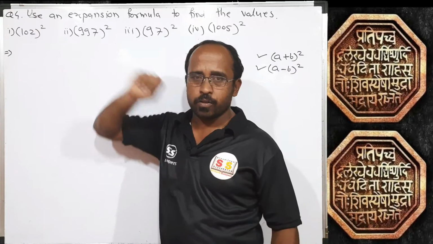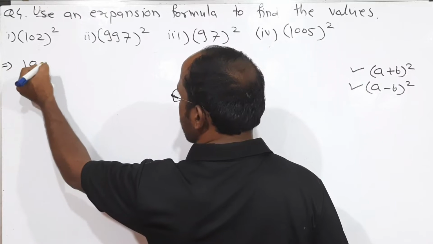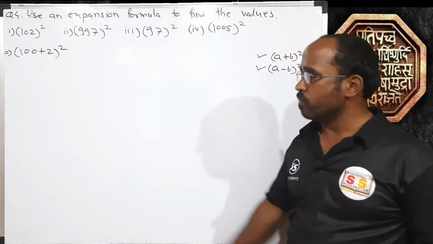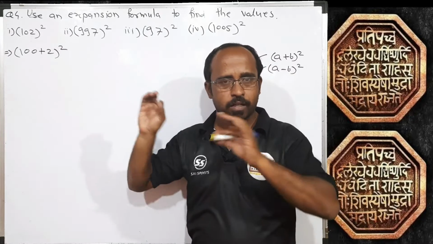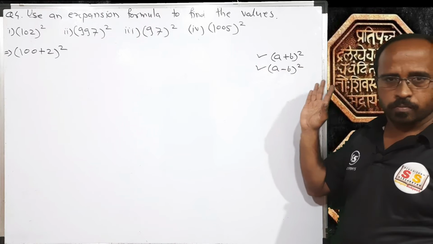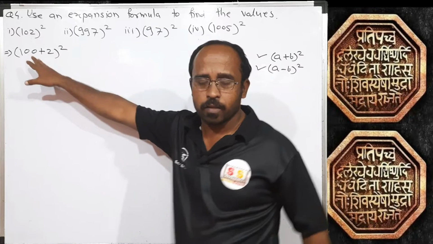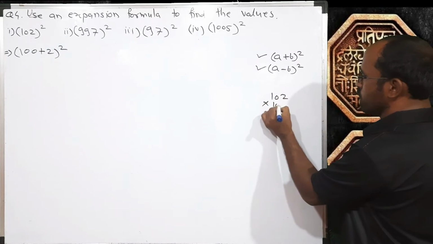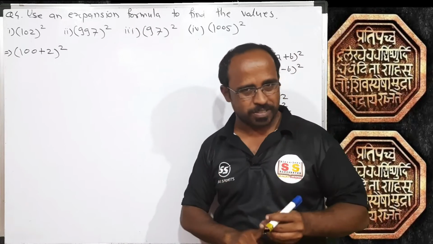See, this 102 we can write as (100 plus 2) square. Whenever we have to find the square of 102, we can say we have to find the square of 100 plus 2, which means we can use the formula of (a plus b) square. Clear? And why find (100 plus 2) square instead of multiplying 102 by 102? First of all, because it is mentioned in the question.